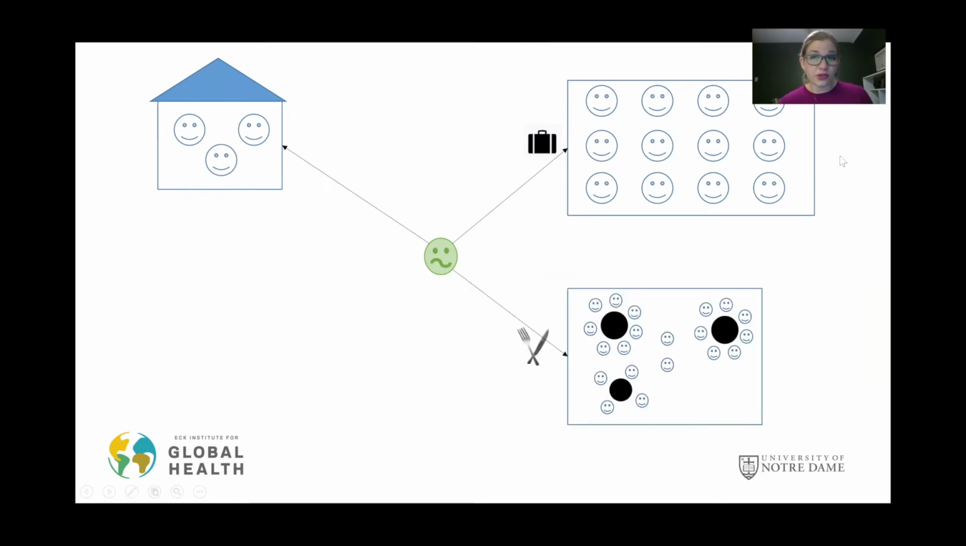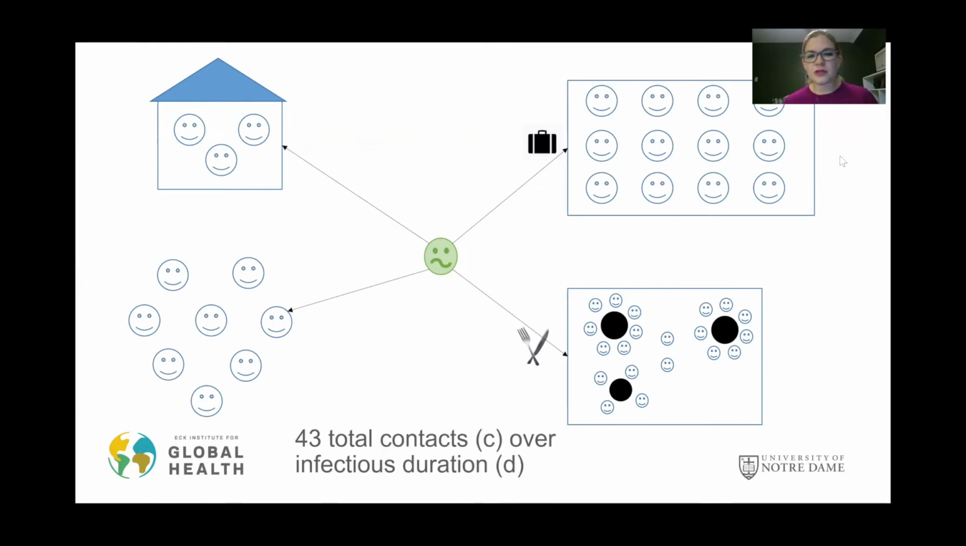Let's say that they socialize at a restaurant and they have contacts that are the people that they're eating with, the wait staff, and people at tables near them. And let's say that there's also just some random contacts that they have either at stores or in public transportation, at the gym, other random contacts in the community. So this person ends up having 43 total contacts over the duration of time that they're infectious.